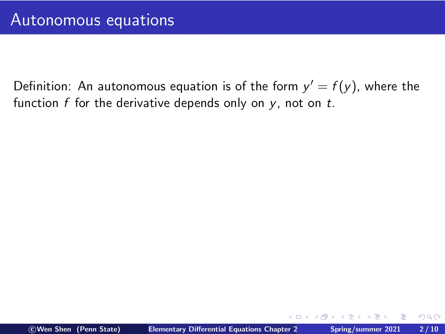In this video, we will discuss autonomous equations. Let's first have a definition for such an equation. Okay, so the definition is quite simple. An autonomous equation, here we only consider first order equations, is an equation of the form y prime equals f of y. So note that the function f, that is the first derivative of y, depends only on y and there is no t in it.